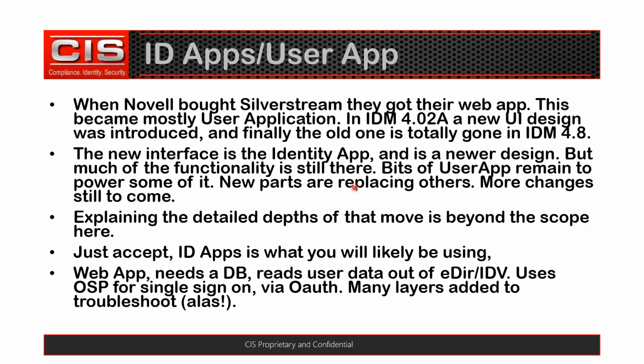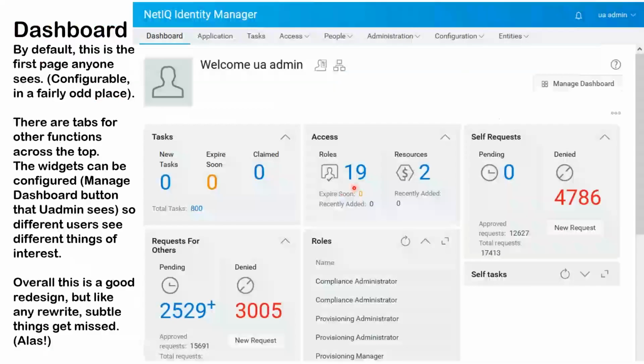But it uses OSP for single sign-on via OAuth, and we've got many layers added to troubleshoot. Almost all of them certificate related. Almost always host name and certificate related. It's fun. So this is the interface of the new ID apps.